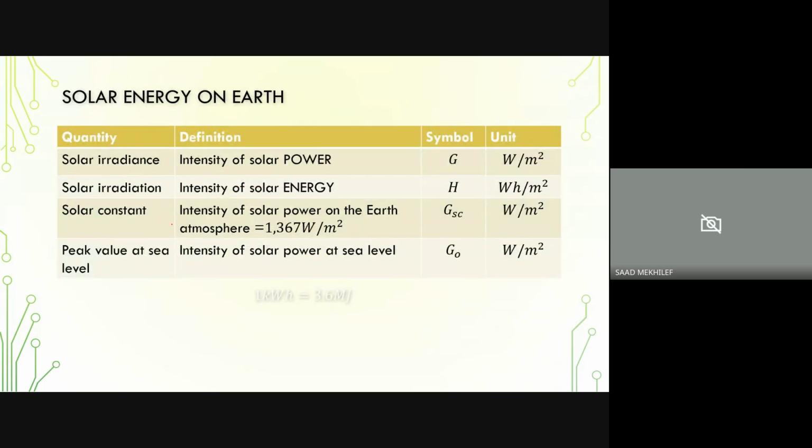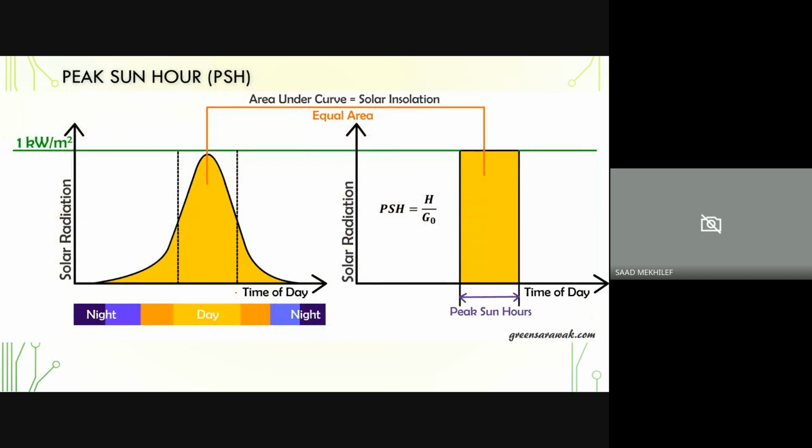And these are the definitions. I think many people confuse the difference between solar irradiance and solar irradiation. Solar irradiance is watt per meter square. Solar irradiation is watt hour per meter square. We use G and H, so be careful. The solar constant, usually we use it under the reference, is around 1,367 watt per meter square, which is at the top of the atmosphere. And then we have the peak value, which we use per meter square to calculate. So these are some definitions which we use.